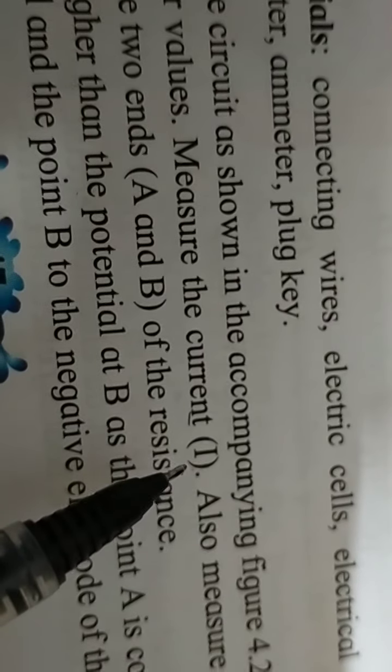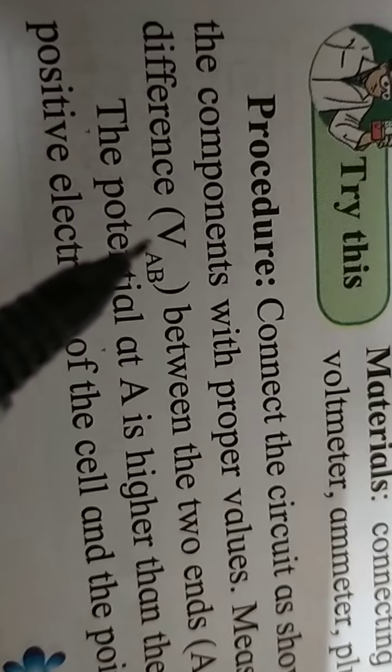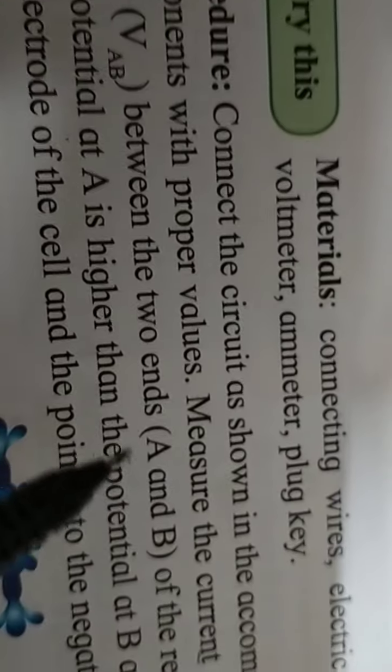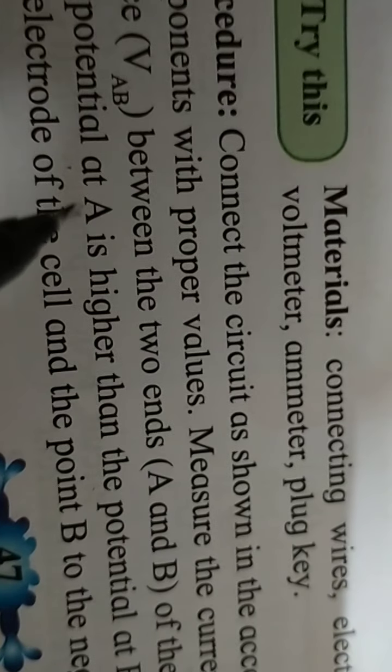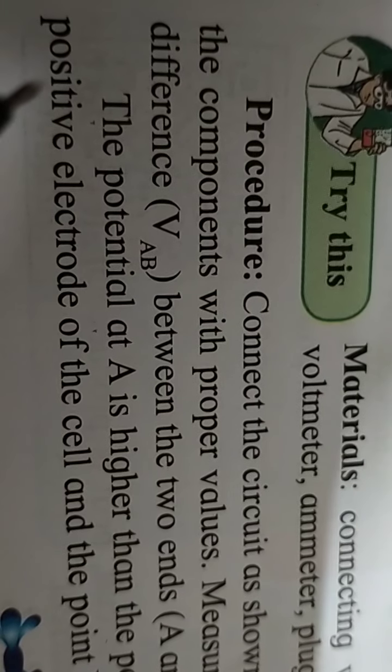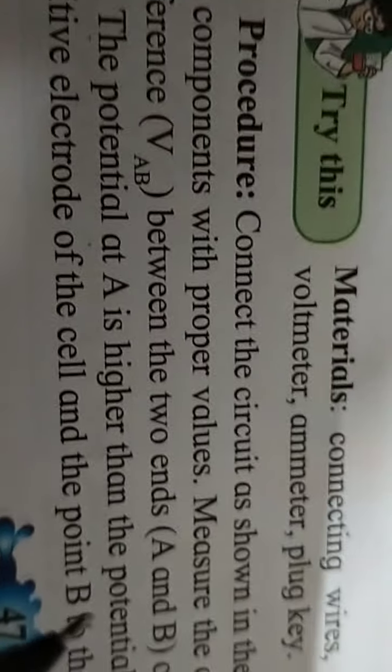I is the current, then the potential difference is VAB between the 2 points, that is A and B. A is at a higher potential and B is at a lower potential. Why? Because A is at the positive electrode and B is at the negative electrode. Now let us see the figure.